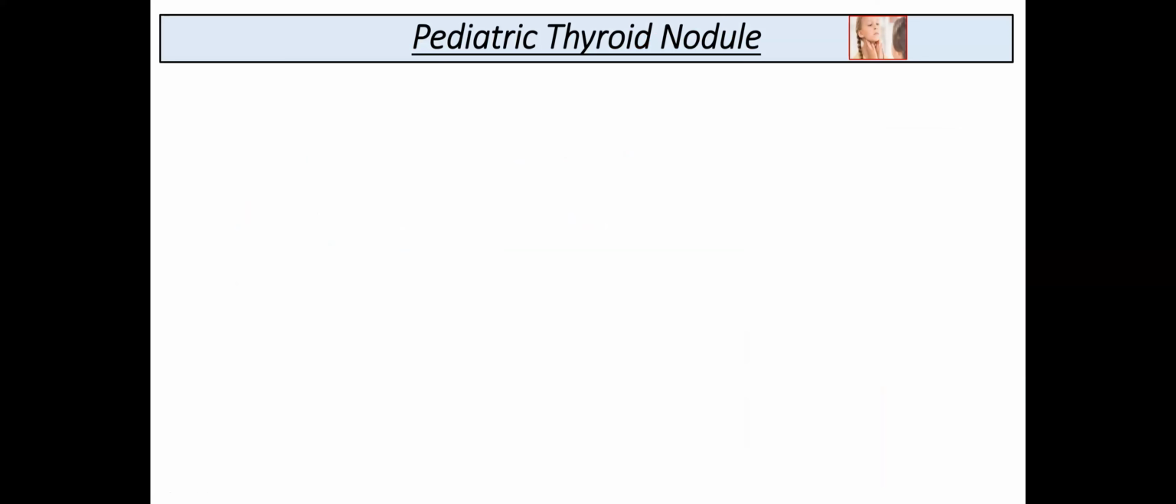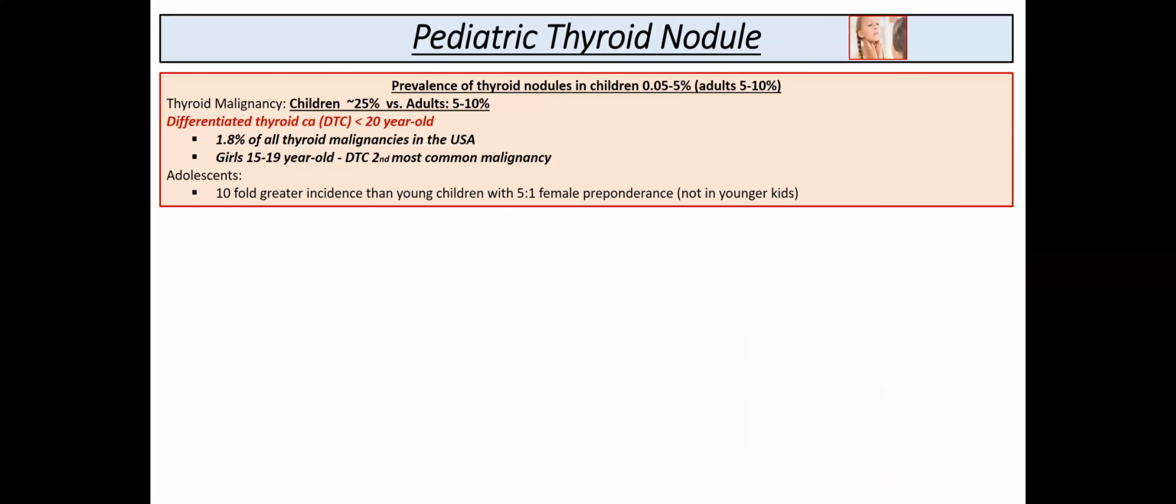I think I'm going to spend a little time on something which is becoming more and more important: thyroid nodules also occur in children. If you are handling those, you are going to see FNAs from them too. They are less common than in adults, about 0.05 to 5%, whereas in adults it is 5 to 10%. But if you look at the malignancy rates, it's a bit higher in children as compared to the adult population. They are again common in genetic females, and it's actually 1.8% of all thyroid malignancies in the US in children less than 20 years of age.